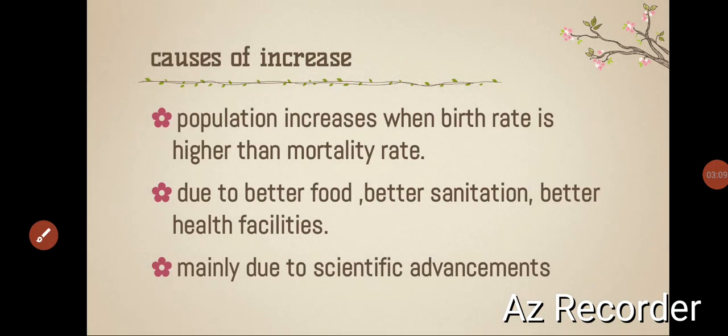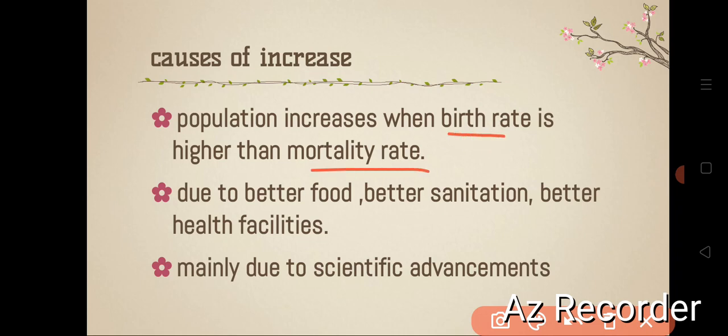Next, we will discuss causes of increase: why human population has increased, or what is the reason behind this fast growth of human population. Population increases when birth rate is higher than mortality rate. Mortality rate is estimated per 1000 births. How many mortalities are reported?